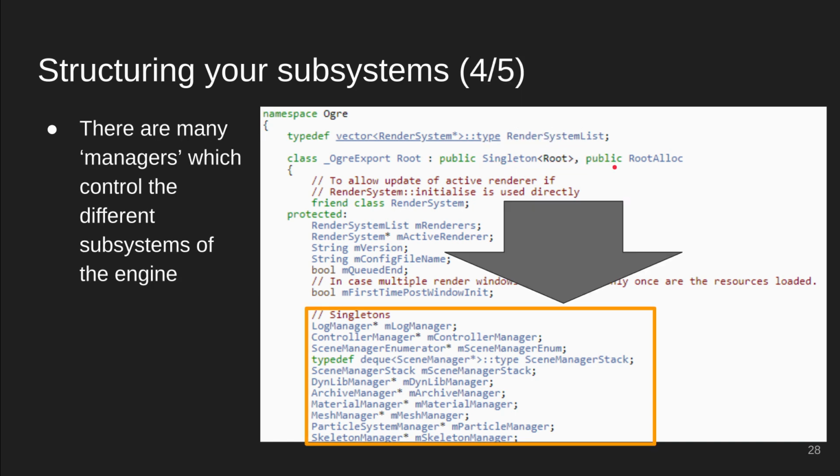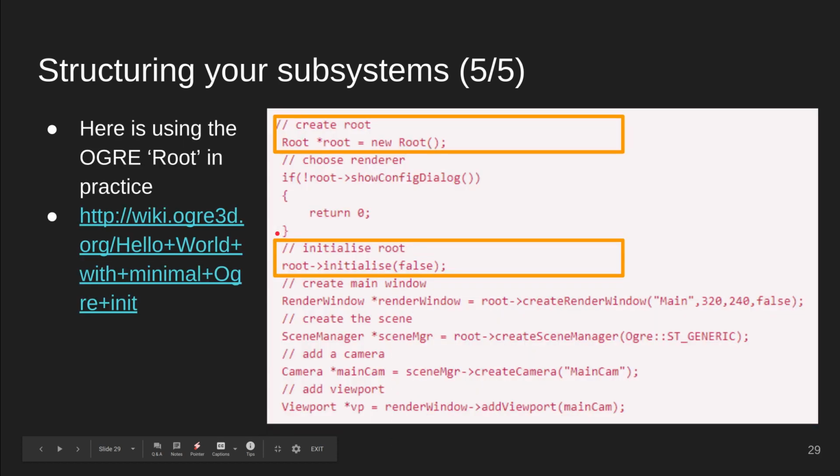So they have some template to do this. And then you can see all the different managers here for their engine support systems, okay? Which is exactly what we're talking about today. You see the logger, something to do with scene management, meshes, handle particles, and so on, okay? And then when you use the actual Ogre engine, you create a root from that object, and then you initialize it, okay? And then every system that you have, whether it's the rendering window that comes from the root, or the scene that comes from the root, or a camera that comes from your scene here, they're all derived from this same root, okay, which controls all of these different systems.